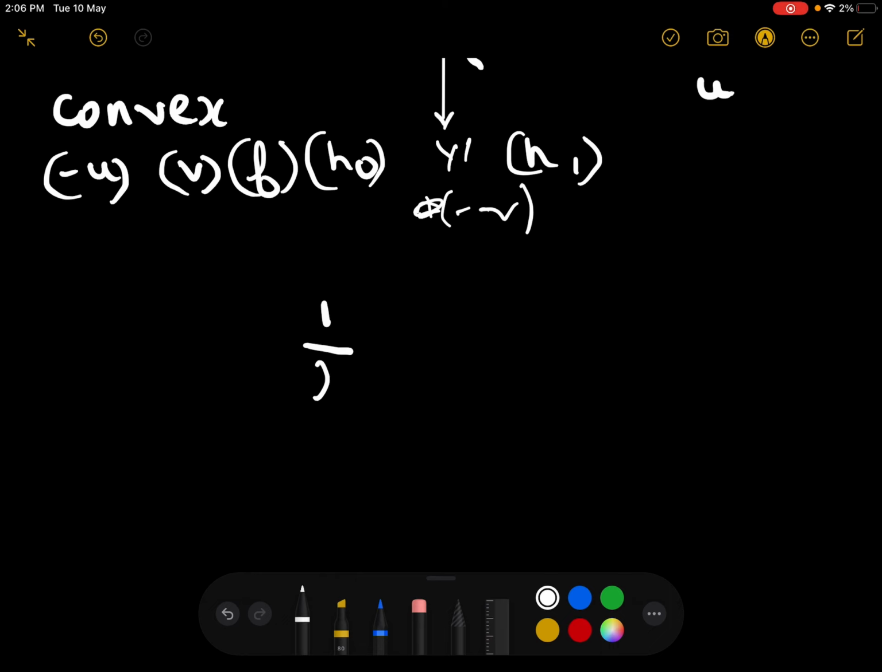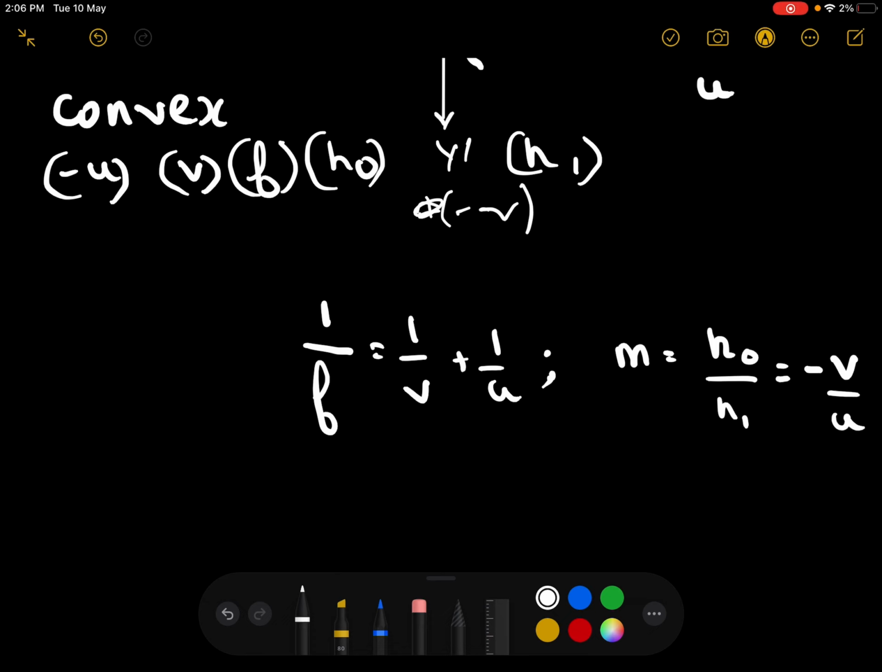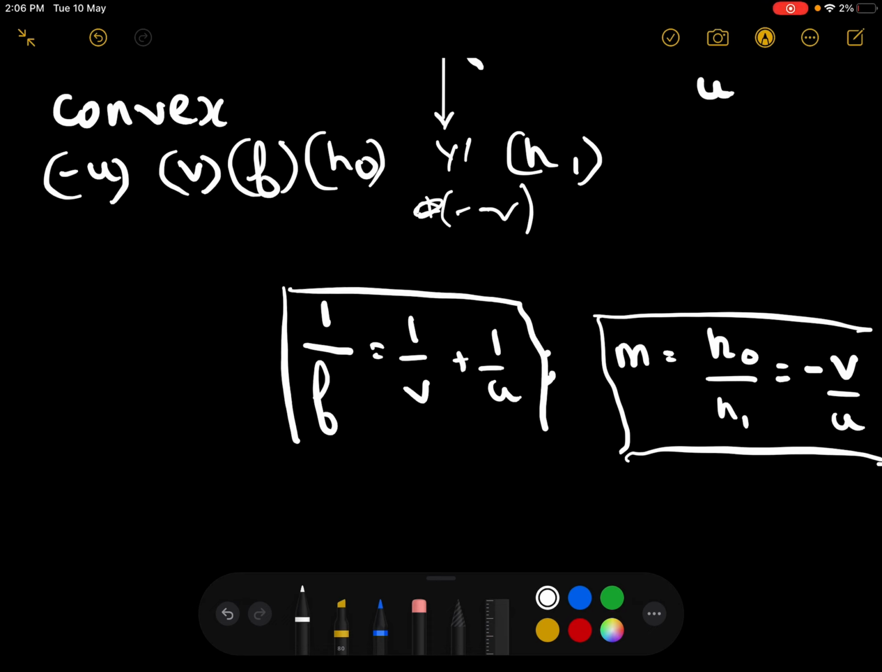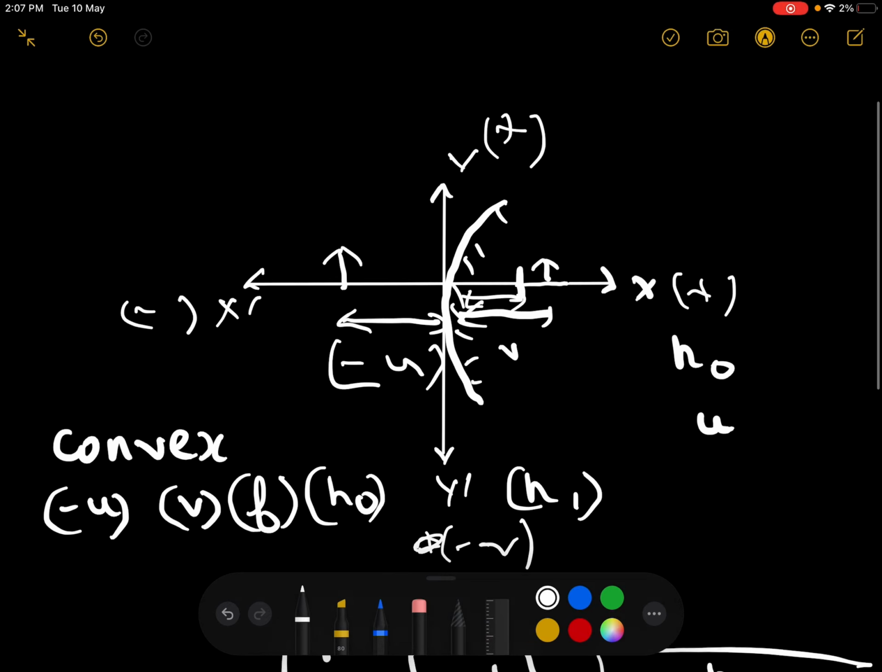This is what we conclude from sign convention, and it is helpful in using the mirror formula, which is 1 by f is equal to 1 by v plus 1 by u, and magnification. Magnification is equal to the height of the image by the height of the object, which is equal to minus v by u. These are the two important formulas we use in this chapter to solve numericals. Without knowing the sign convention, if we use them randomly, our answer will always go wrong. So I hope you understood it well.